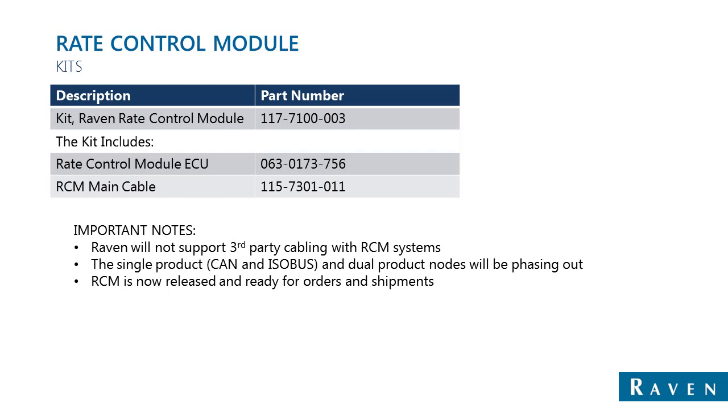The single product CAN and ISOBus and dual product nodes will be phasing out. That means basically if you currently have a Raven ISO product controller node and then part number -006, those will be slowly phased out. We do still support our products, but that 006 ISOBus product node will be eventually phased out, and the Raven rate control module will be our new go-to. And of course, RCM is released. It was released December of last year, and it is ready for orders and shipments.